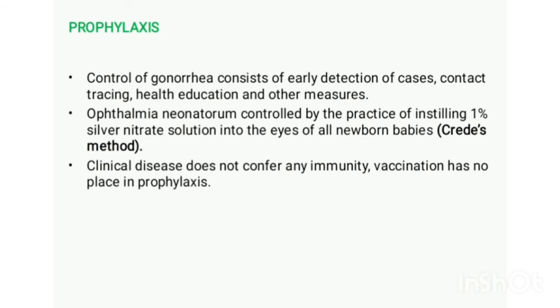Okay, then this gonococcal infection does not confer any clinical immunity in the host body. So secondary infection with the same organism is possible, right? And here vaccination has no place in the prophylaxis. Only general measures are taken to control the gonococcal infection, avoiding sexual contact with the infected ones, contact tracing, early detection of cases, and health education are the measures we have to take to control the gonococcal infection.